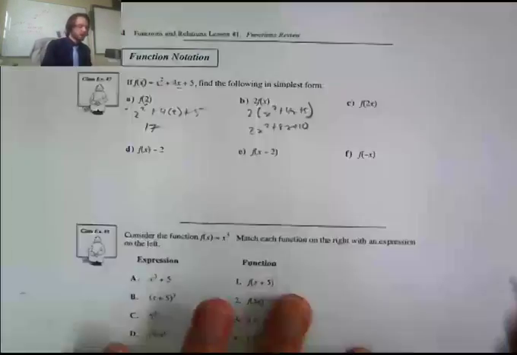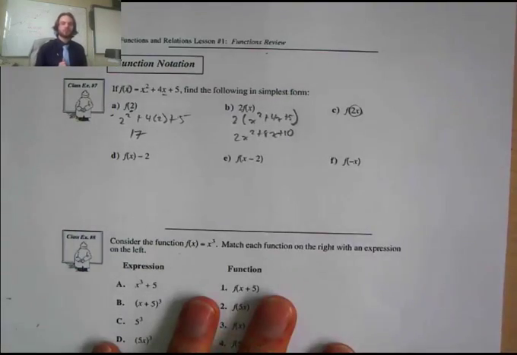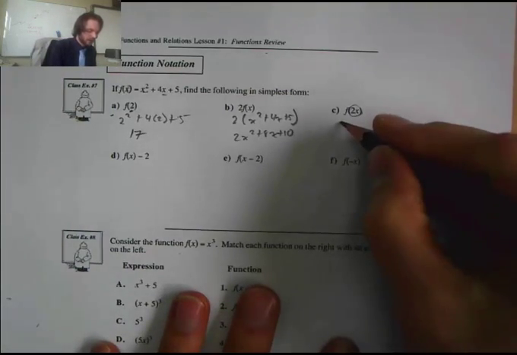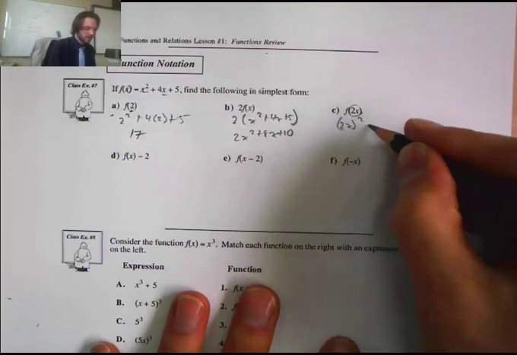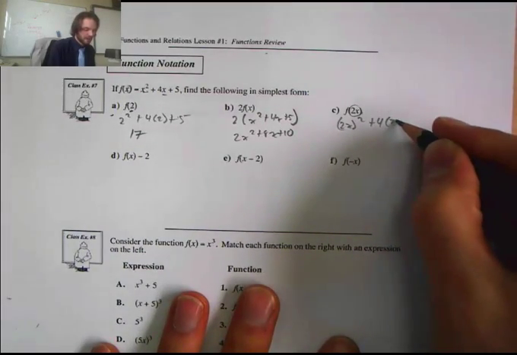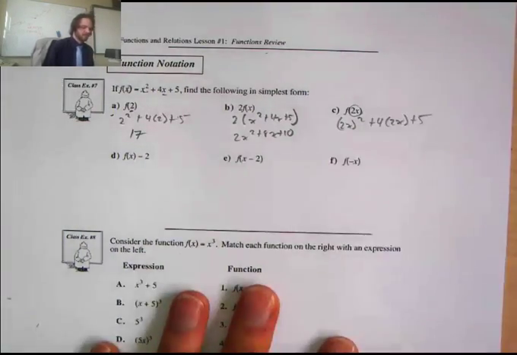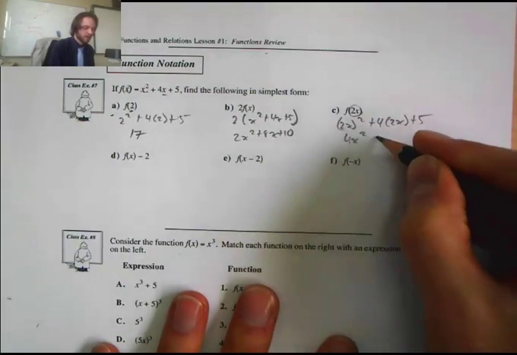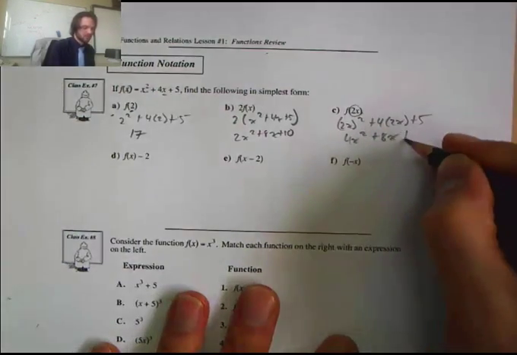All right? Now we're saying we're replacing every x with 2x. So I have 2x squared plus 4 multiplied by 2x plus 5. So that gives me 4x squared plus 8x plus 5.